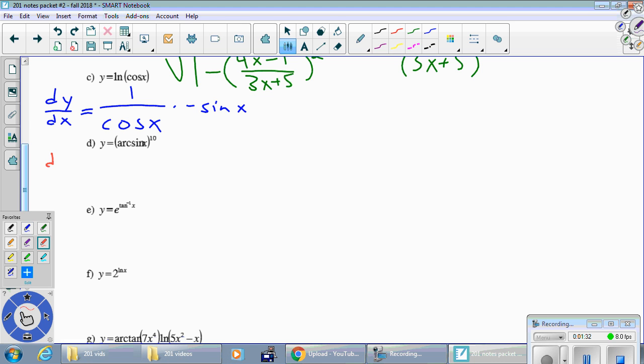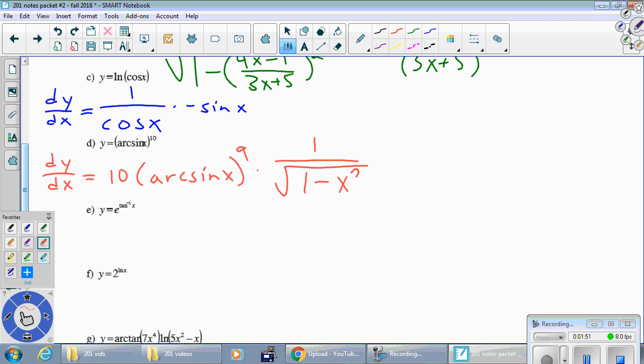D. This is some stuff to the 10th power. 10 comes down, copy the stuff, subtract 1 from the power, times the derivative of the stuff in the parentheses. Remember, arc sine is synonymous with inverse sine, which we saw today has a derivative of 1 over the square root of 1 minus x squared.